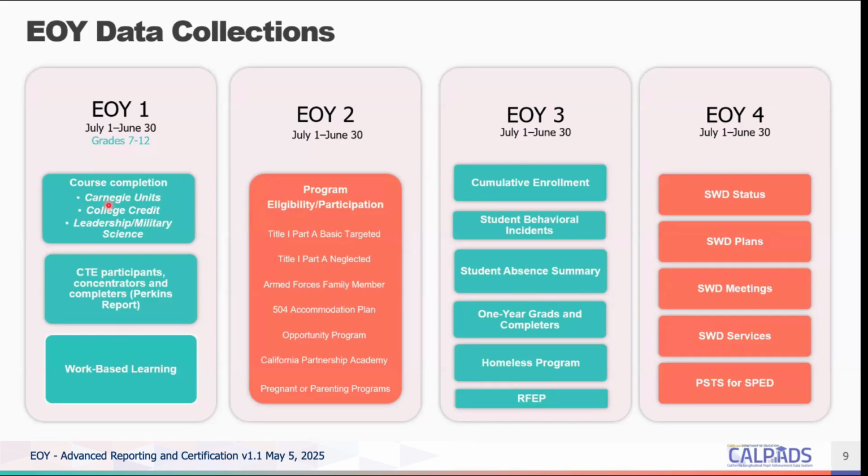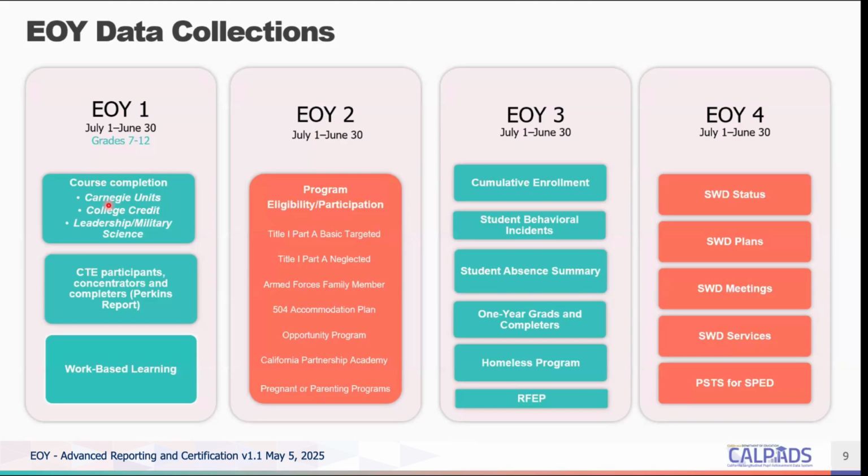But if the end of year 1 submission shows up for your LEA and you do not need to submit any data, you still need to go to the reports, pull them up with 0 counts, and LEA approve that submission just to mark it as complete. So you want to make a note of that.